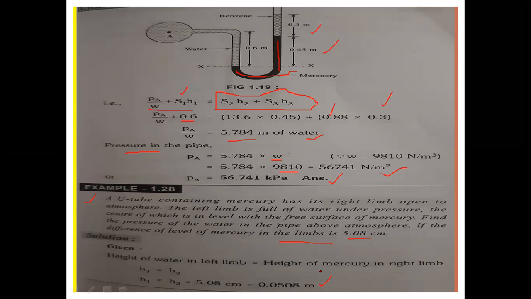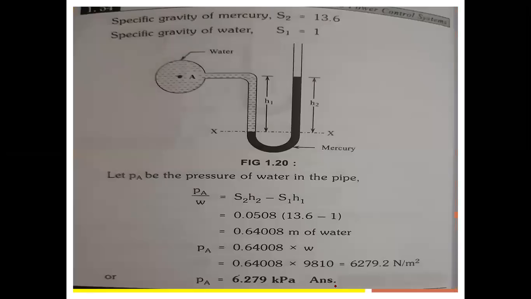Next, so రెండు equal గా undi. The left limb is full of water under pressure annadu, the center in the level is free surface of the mercury. ఇక్కడ ఏం చెప్పాడు, in the pipe above atmosphere, if the difference of the mercury in the limbs, total limbs అంటే 2 కాబట్టి left limb, right limb. So here left limb is equal to right limb. H1 is equal to H2. Therefore H1 H2 is equal to 0.508 meters. Now see here, రెండు ఈక్వల్ గా ఉన్నాయి కాబట్టి మనము H1 H2 అనేది సేమ్ తీసుకున్నాము.